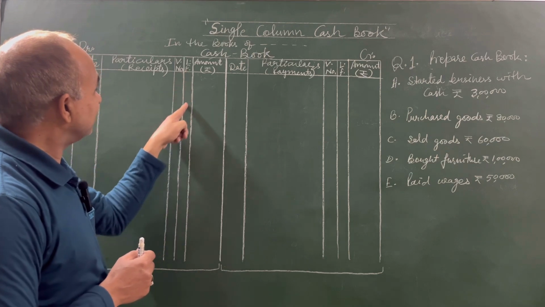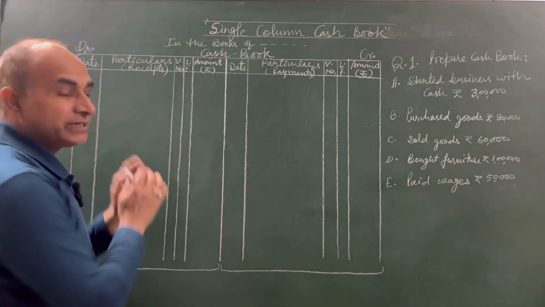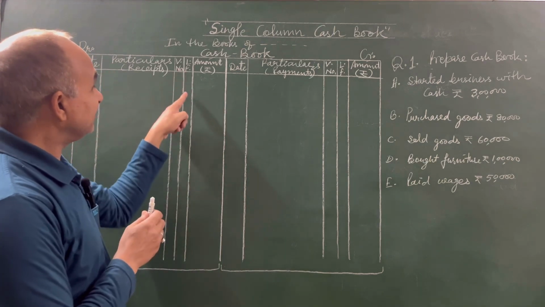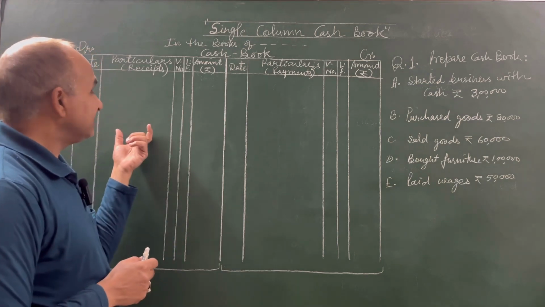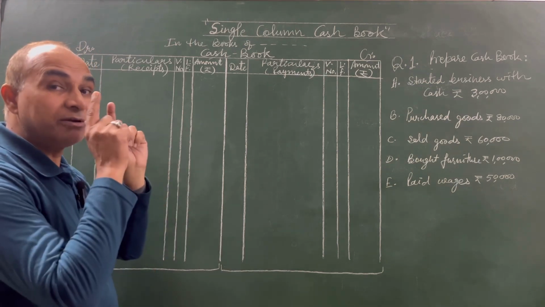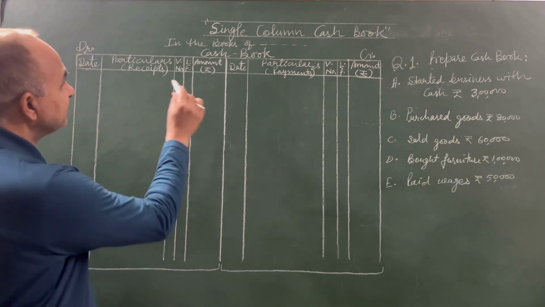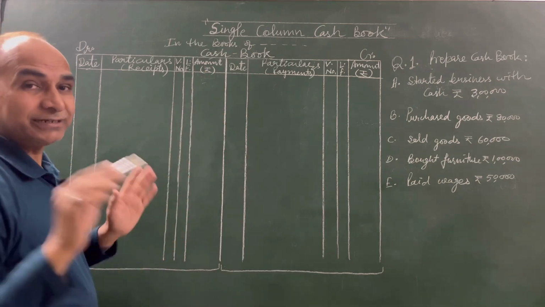The next column, the fourth column, is ledger folio. The transactions recorded here are posted into the ledger. So ledger folio represents the page number in the ledger where these entries are posted. That page number is mentioned here. And in the fifth column, the amount column, we record the amount of that transaction.